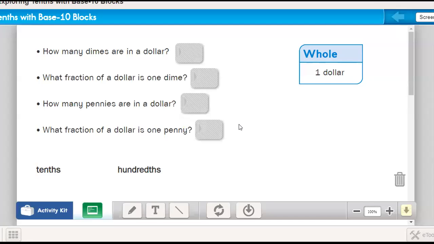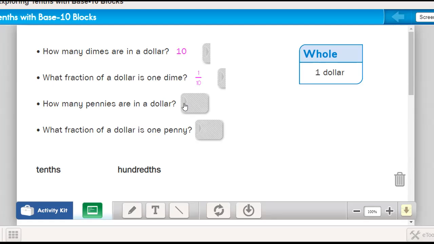Okay, so now we're going to think to ourselves these questions. We're going to ask ourselves these things. So, how many dimes are there in $1? There are 10 dimes, 10, 20, 30, 40, 50, 60, 70, 80, 90. And then from 90 cents, we move on to $1. So what fraction of $1 is 1 dime? There's 1/10. Because if you have 10 dimes, that would make 10 tenths, which is a whole one. So we've got 1/10.